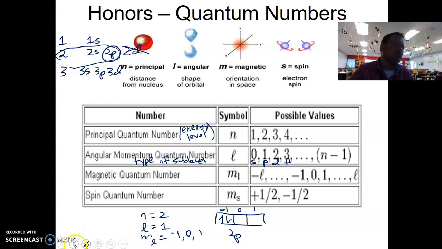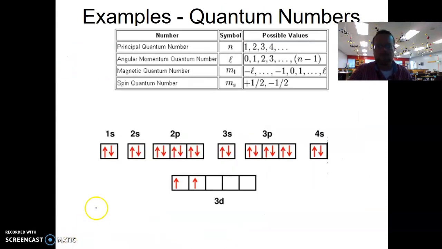Let's put this in the context of an electron configuration. Suppose I wanted to use quantum numbers to talk about all of the electrons within a certain energy level. I might say just n equals 2. If I don't give any other information, that's going to correspond to all of the electrons that are in energy level 2. And there are 2 parts of an electron configuration that have energy level 2, the 2s and the 2p.